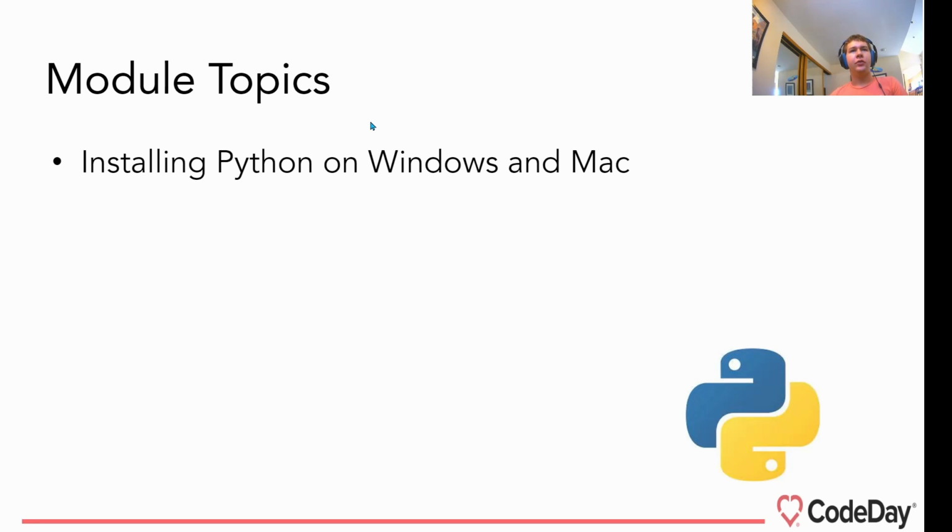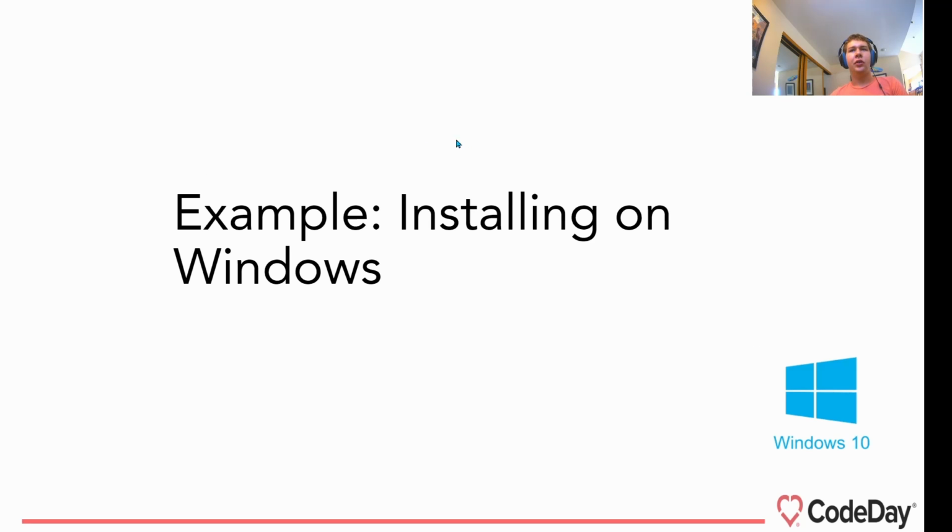So this module is pretty much just going to cover installing Python on Windows. I'm going to give an example. I'm going to tell you guys exactly what buttons you need to press to configure it properly, and then I'm going to kind of do like an overview of how to do it on Mac since I don't have a Mac, so I'll just kind of tell you guys how to do it. So let me show you guys how to install it on Windows.